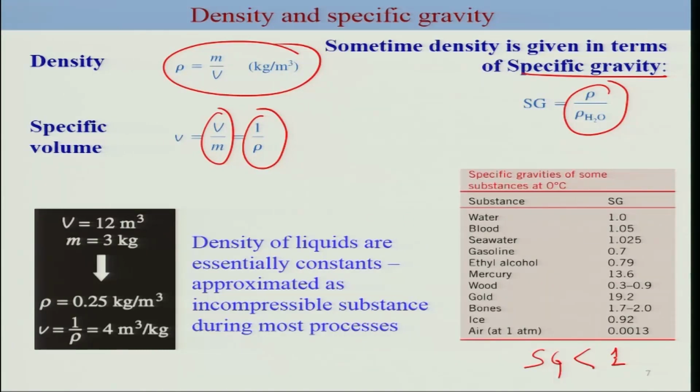Now, the densities of liquids are typically constant, and we will consider them to be constant, so that's why they are called incompressible substances, though there is a slight change if you increase the pressure substantially. Otherwise we will consider a constant density in this particular course.